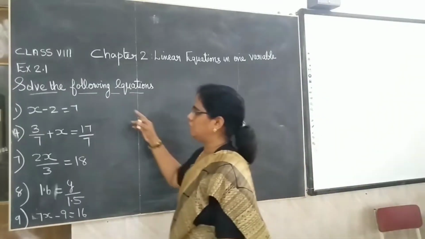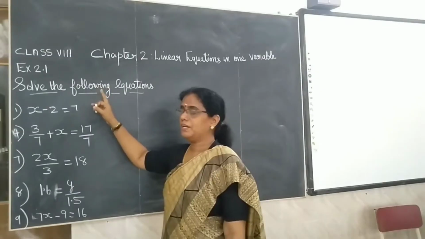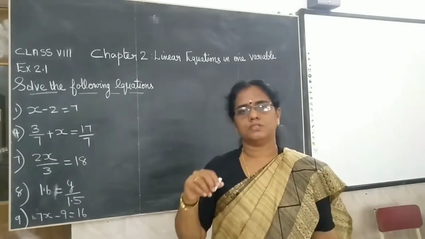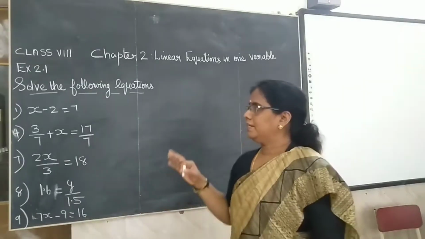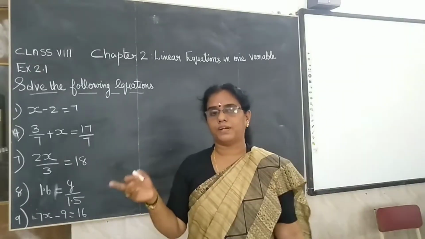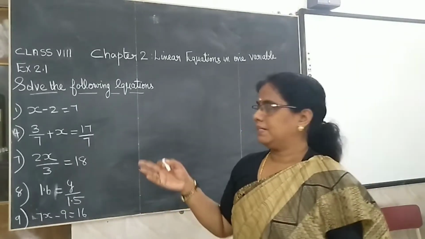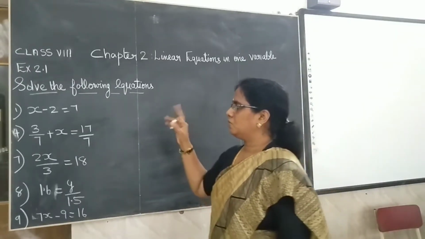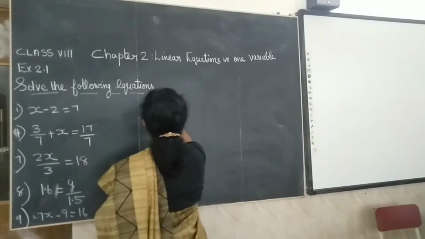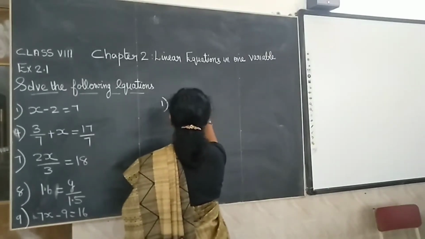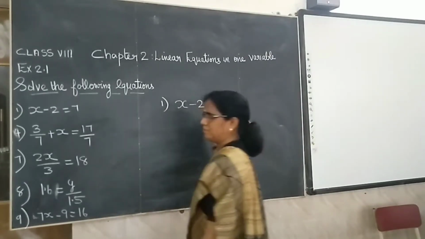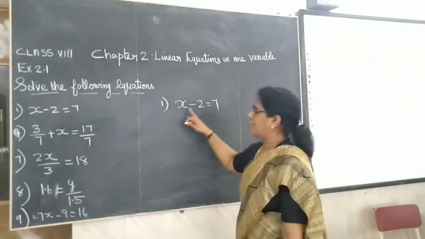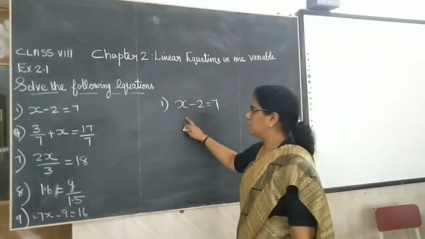Start with the equation. Exercise 2.1. First question, that is x minus 2 equal to 7. Here solve means you have to find the unknown variable. That is here x, value of x you have to find. So first question, x minus 2 equal to 7. This is the equation given, and here we have to find the value of x.